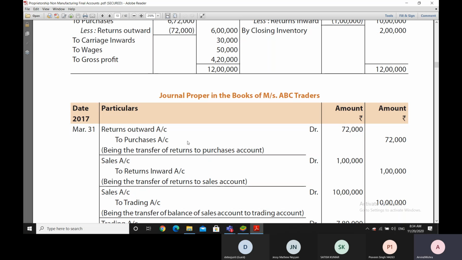So as you are seeing here, the purchase account is being credited. Normally, when we make a purchase, we debit the purchase account. It is being credited because purchase has been returned back. So it's a reversal entry of the purchase, and we credit the purchase account and debit the return outward account, because when we do a purchase return, at that time we credit the return outward account.